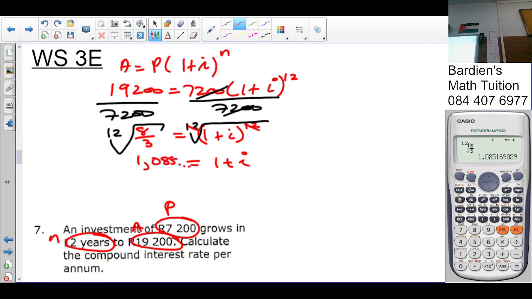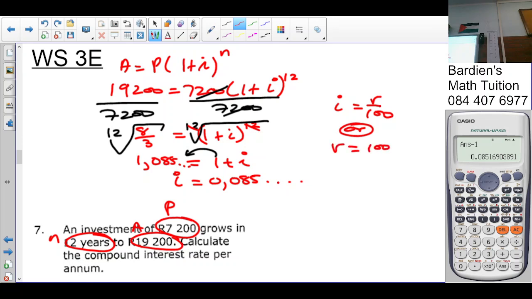Okay. So what do we do now? Take the 1 over, so minus 1. So put in the calculator 1,085 and the number carries on, minus 1. You see I'm using that answer? Minus 1 is going to give you i is equal to 0,085 and the number carries on. Now what do we do? What do they want? They want the rate. So what do I do? Times by 100. Let's make a note on the side that i is equal to r over 100, or r is equal to 100 times i.